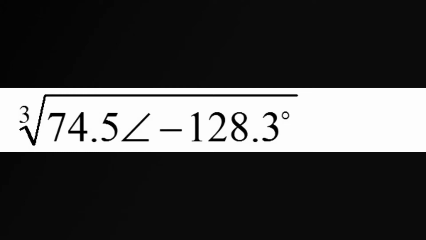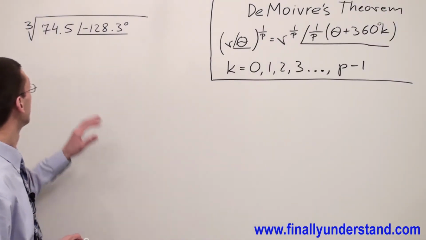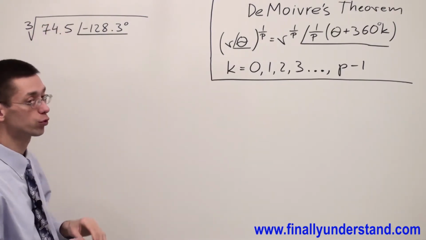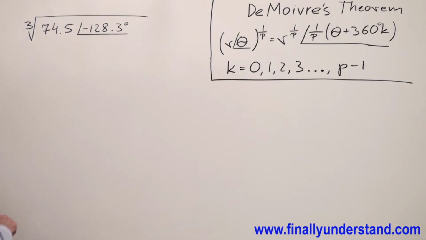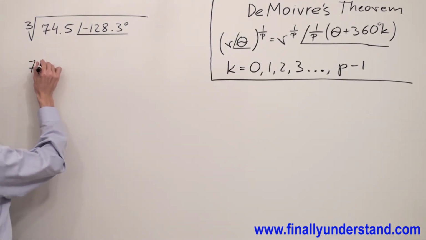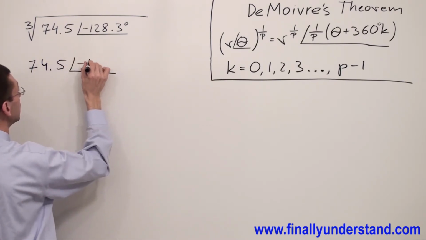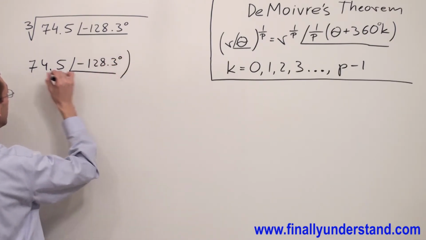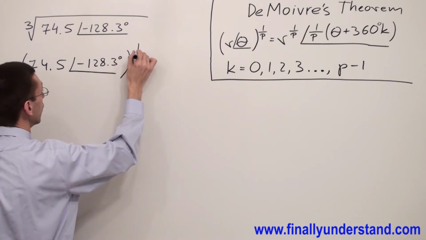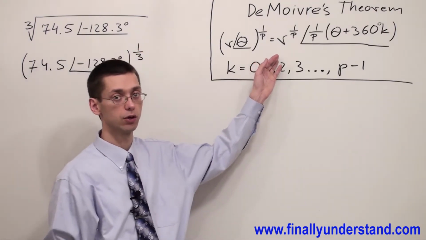This time we're supposed to find the cube root of the complex number expressed in polar form. What we're supposed to do first is convert the radical to a power. So I'm going to have 74.5 and an angle of negative 128.3 degrees to the power 1/3.